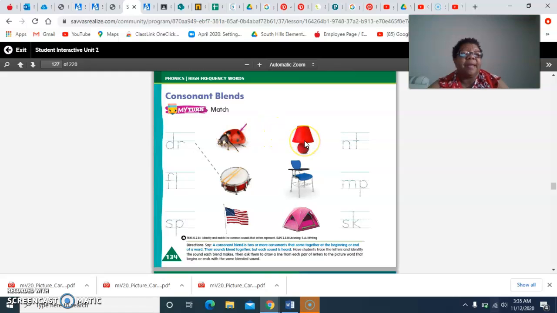Then we have lamp, desk, tent, and we have nt for tent for the ending sound or the last sound. Desk, sk for the sk sound. And then lamp, we have mp for lamp. So practice those sounds. Practice writing the blends, the two letters together. Try to remember those sounds.